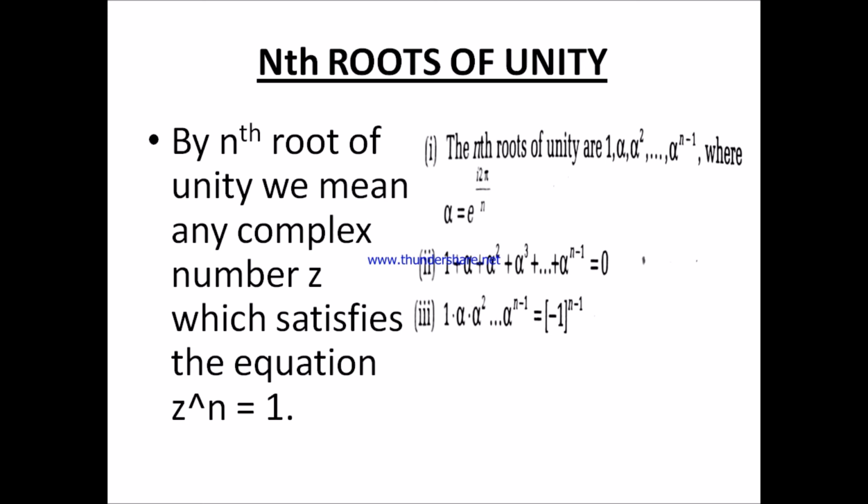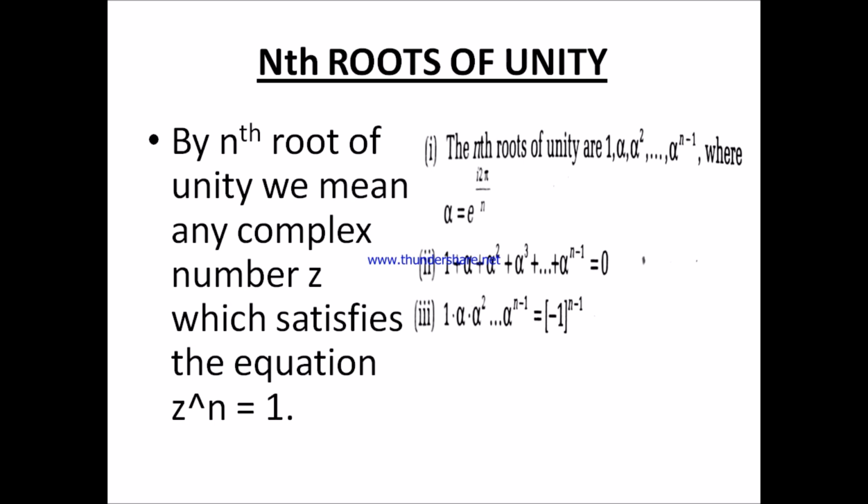Now we can see some results regarding the nth root of unity of a complex number. The first result says that if the roots of unity are 1, alpha, alpha square, up to alpha to the power n minus 1, that is, it is a GP going on, as you can understand, then alpha is equal to e to the power I 2 pi by n. Okay, understood? Now let's move on to the next part, which says 1 plus alpha plus alpha square plus alpha cube plus dot dot plus alpha to the power n minus 1 is equal to 0.